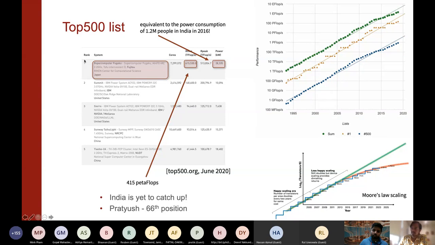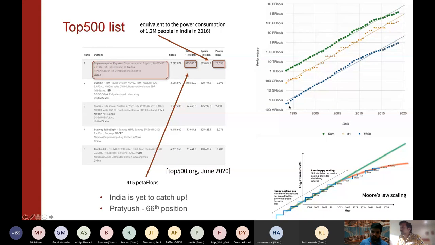And we can see in the top five, there are two in the United States, one in Japan, and two in China, but India is yet to catch up in this global race of supercomputers. The first computer in India is in 66th position right now.